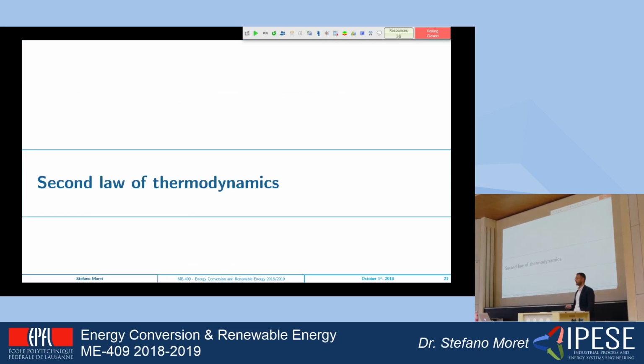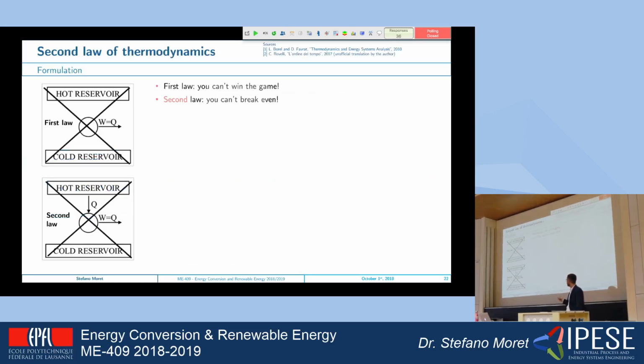The second law basically tells us this: if the first law tells us that we cannot win the game, we cannot produce more than we have, so we cannot produce work or energy out of nothing, the second law tells us that we cannot even break even. So it is impossible that, if we have a given amount of heat available, we can convert all that heat into mechanical work. And that's where the second law enters.